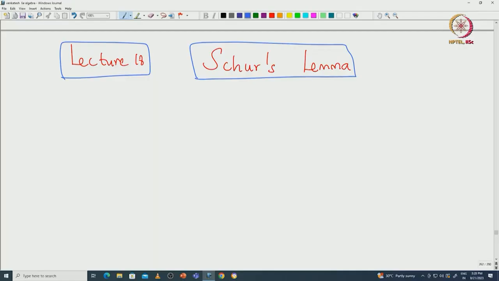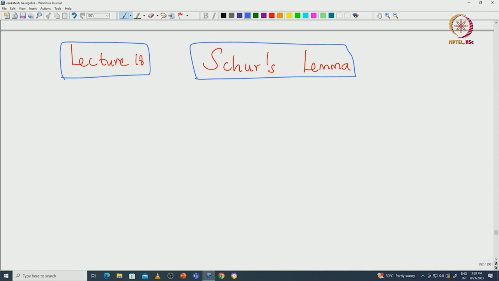Welcome back, everyone. In this lecture, I will prove Schur's lemma, and then we will also see some consequences of Schur's lemma, which will be used later in the theory of semisimple algebras. This is again like in any category of representations, one can define Schur's lemma. If you have seen this in the representation theory of groups, it's almost similar to that.